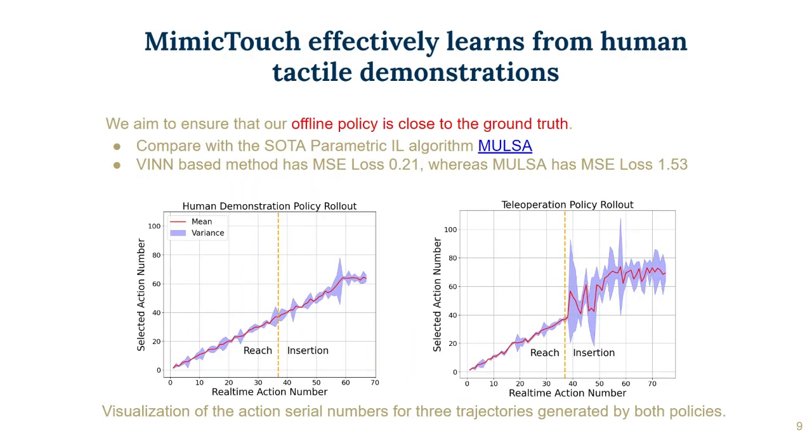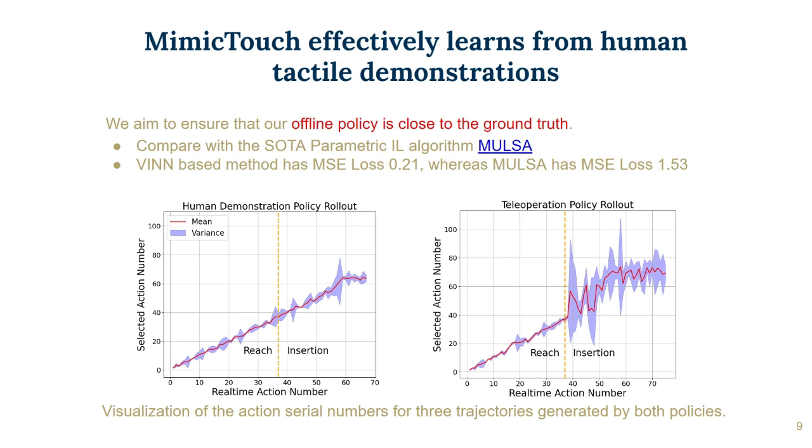Then, we want to evaluate the offline policy learned from the human tactile demonstrations. We compare our non-parametric nearest neighbor-based imitation learning algorithm with the SOTA parametric imitation algorithm MUSA, which is also used in multisensory imitation learning. We find that the VINN-based method has much lower MSE loss than MUSA.